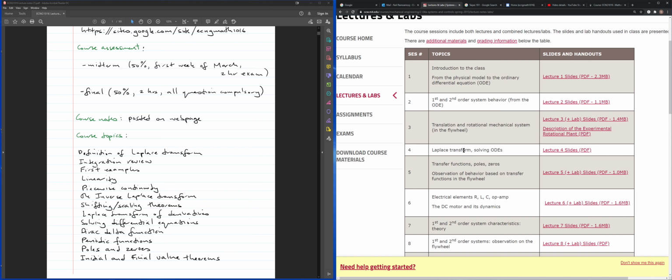We're going to use Laplace transforms to solve differential equations. Laplace transforms is a certain sort of language that you'd use in controls. For example, things like transfer functions are actually expressed using Laplace transforms, and transfer functions is also something that we will look at in this course.